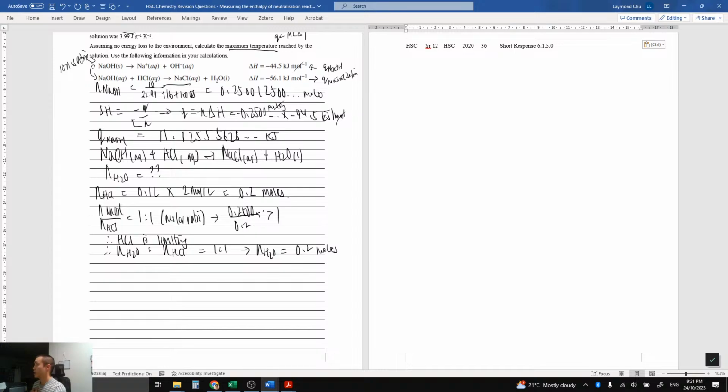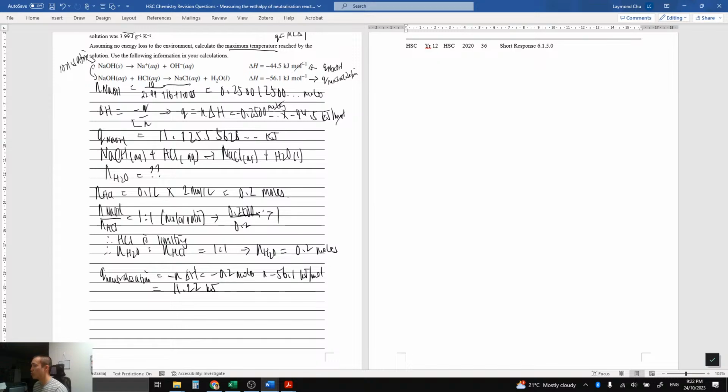So now we can calculate our Q of neutralization, which is negative moles times delta H, which is negative 0.2 moles times our negative 56.1 kilojoules per mole, which is equal to 0.2 times 56.1, which is 11.22 kilojoules.